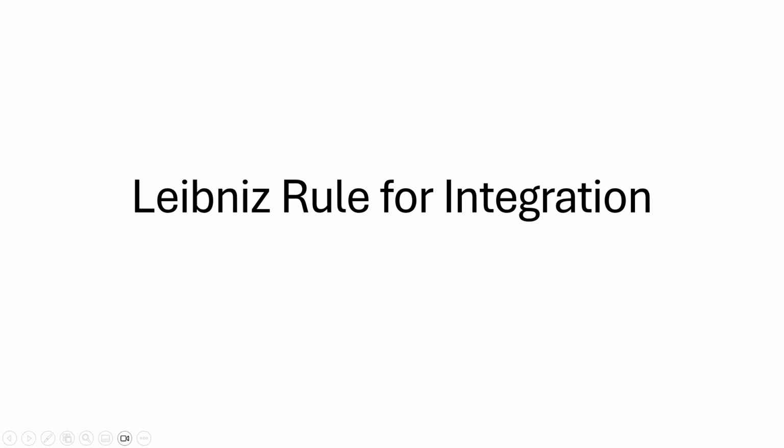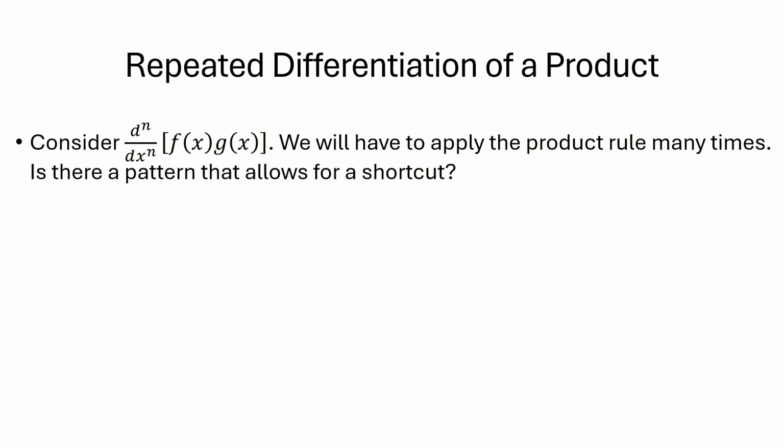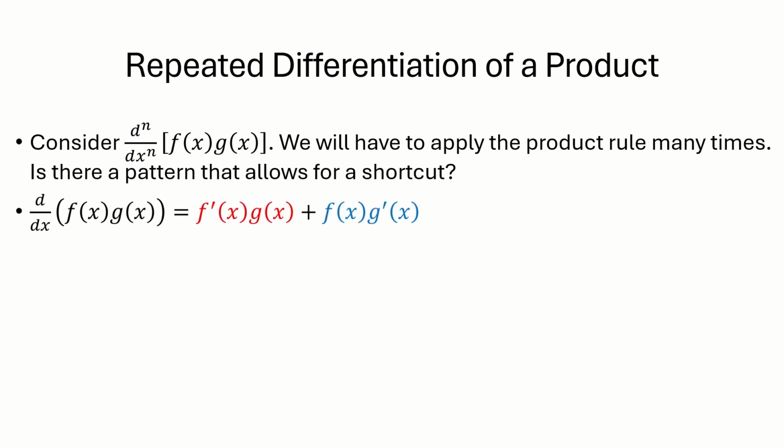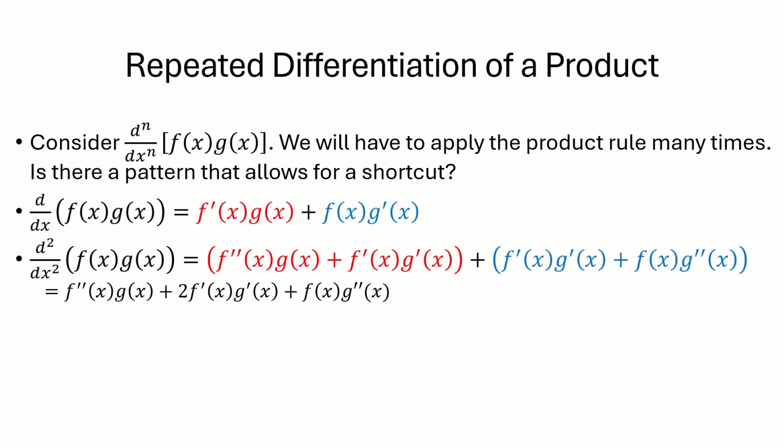In this video, we're going to cover the Leibniz rule, which is a generalization of the product rule to taking repeated derivatives of a product of two functions. First, think about how we would find the nth derivative of the product f of x g of x. We'll end up having to apply the product rule many times.